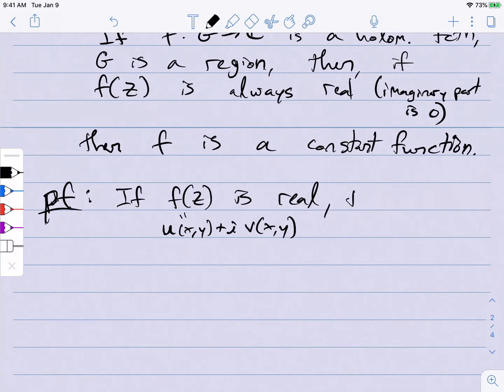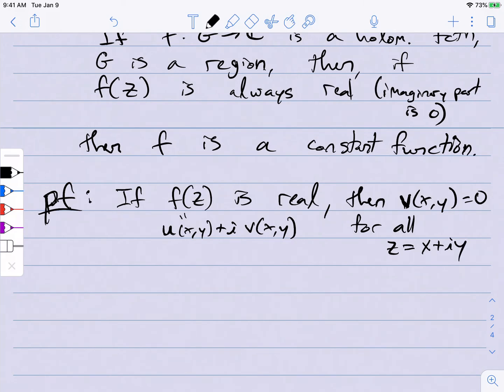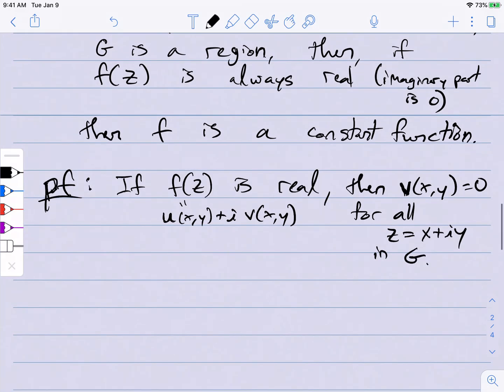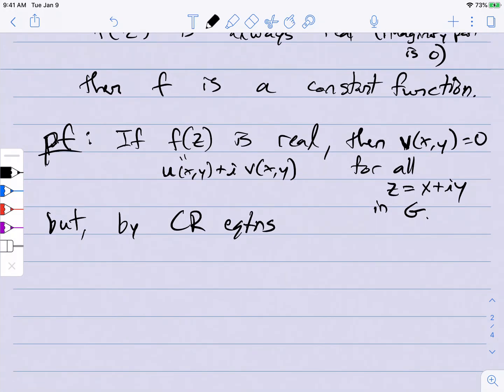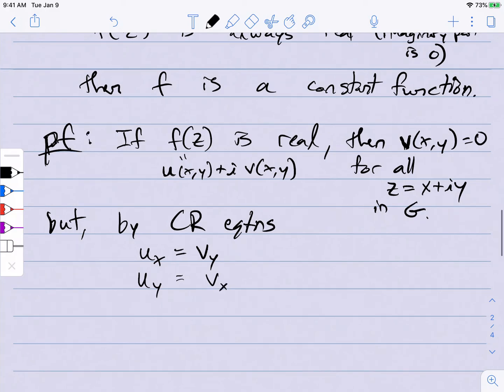But if f of z is real, then that's saying that the imaginary part is 0, and the imaginary part is v, right? So the output v of x,y equals 0 for all points of the domain, so for all z equals x plus iy in the domain G. So v is 0, right? But by the Cauchy-Riemann equations, since f was differentiable on the whole domain, it has to satisfy these equations. The Cauchy-Riemann equations say the partial of u with respect to x is equal to the partial of v with respect to y, and the partial of u with respect to y is equal to the partial of v with respect to x with a minus sign.